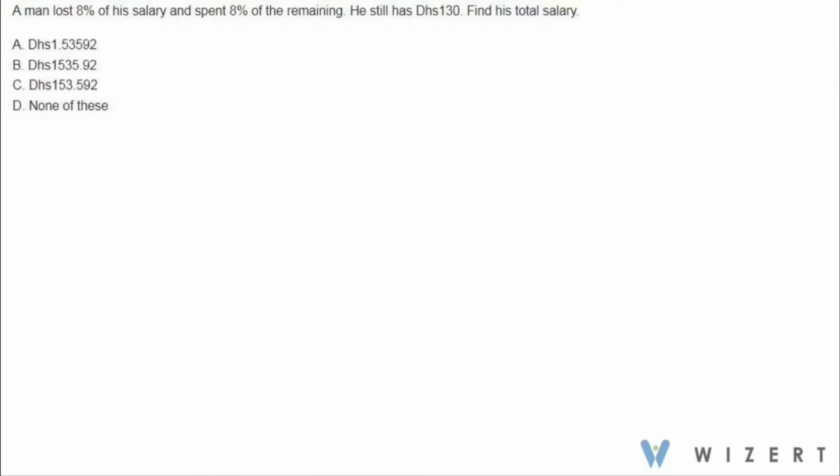We have this question here. A man lost 8% of his salary and spent 8% of the remaining. He still has 130 dirhams left. What is his total salary? So let his salary be X dirhams.